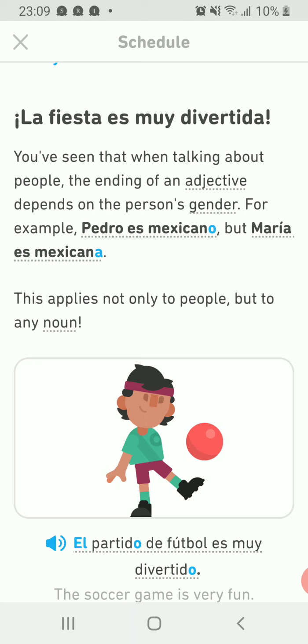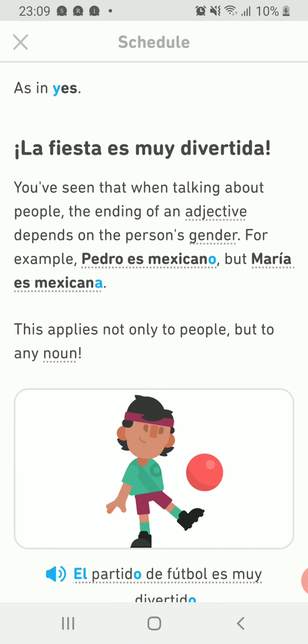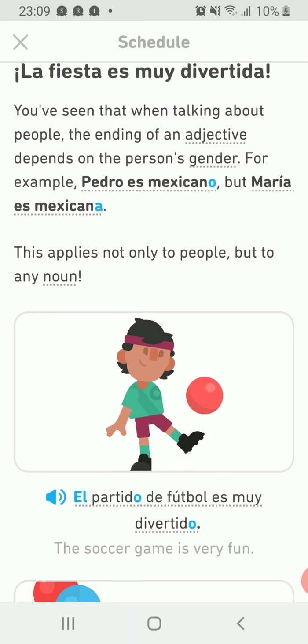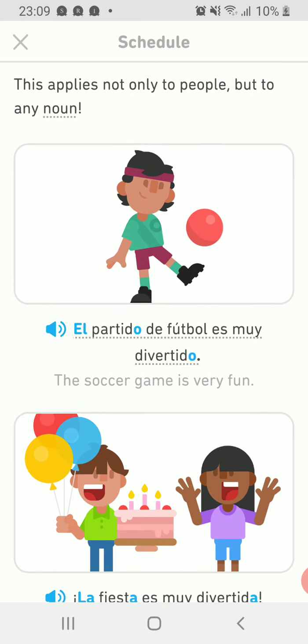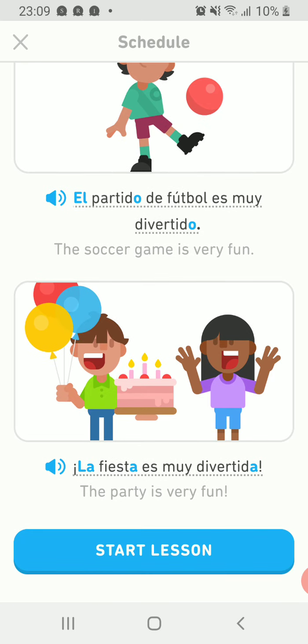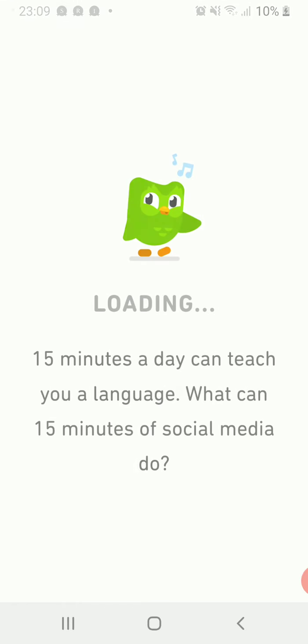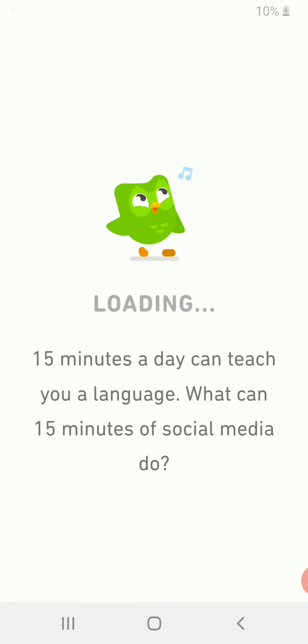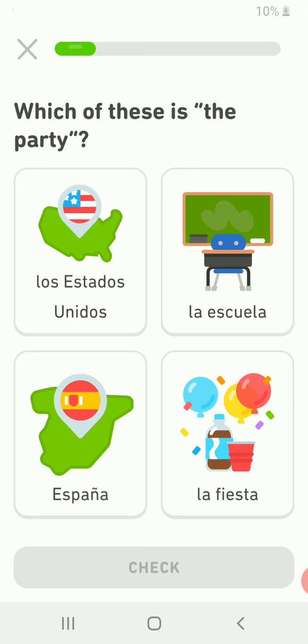Divertida means fun. So you've seen that when talking about people, the ending of an adjective depends on the person's gender. For example, Pedro es mexicano, but Maria es mexicana. So this applies not only to people, but to any noun. El partido de fútbol es muy divertido. The soccer game is very fun. La fiesta es muy divertida. Alright, so we got this, and 15 minutes a day, I can teach you a language and so on.